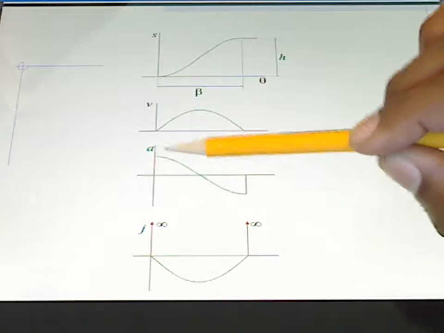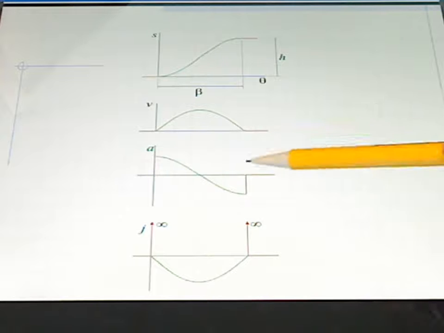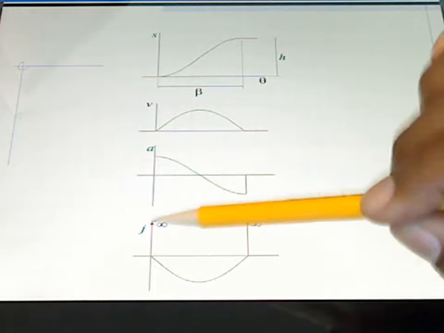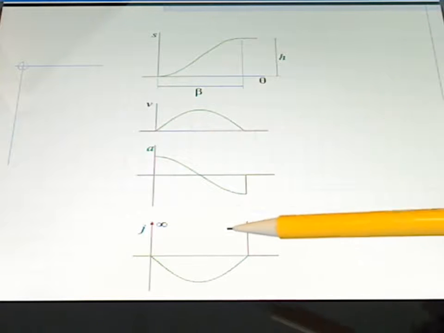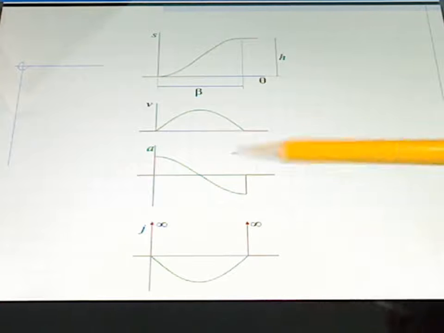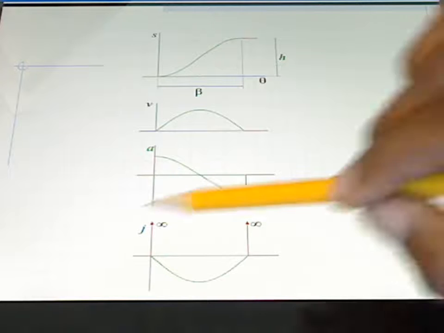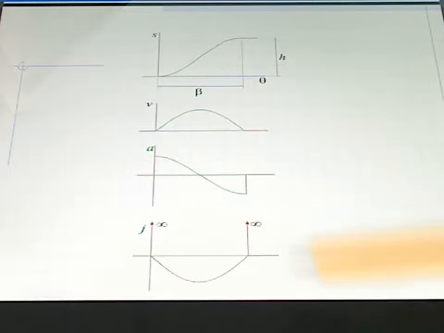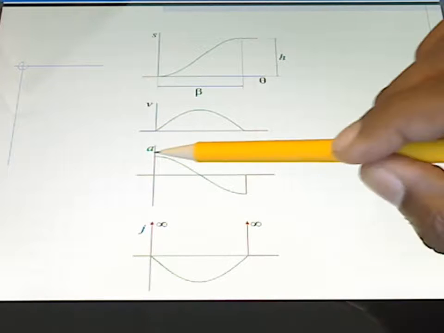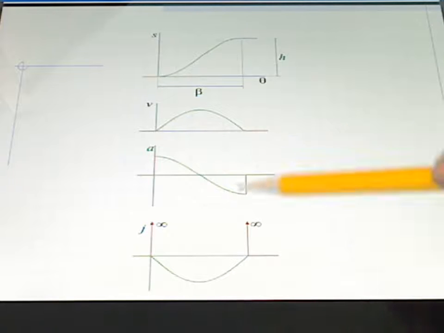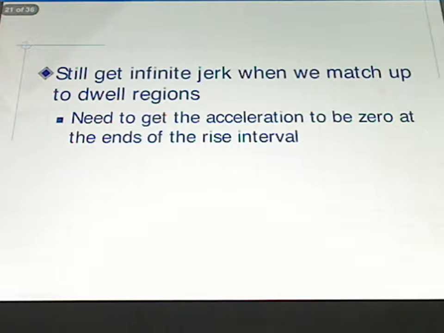But look at this here. Our acceleration is not continuous at the beginning or the end of the interval, meaning that our second derivative is not continuous. So right away we know we have violated the fundamental law of CAM design and its corollary also, because our jerk is not finite. It is again infinite because of the quick step up that we have for our acceleration. So we still get an infinite jerk when we match up to the dwell regions.